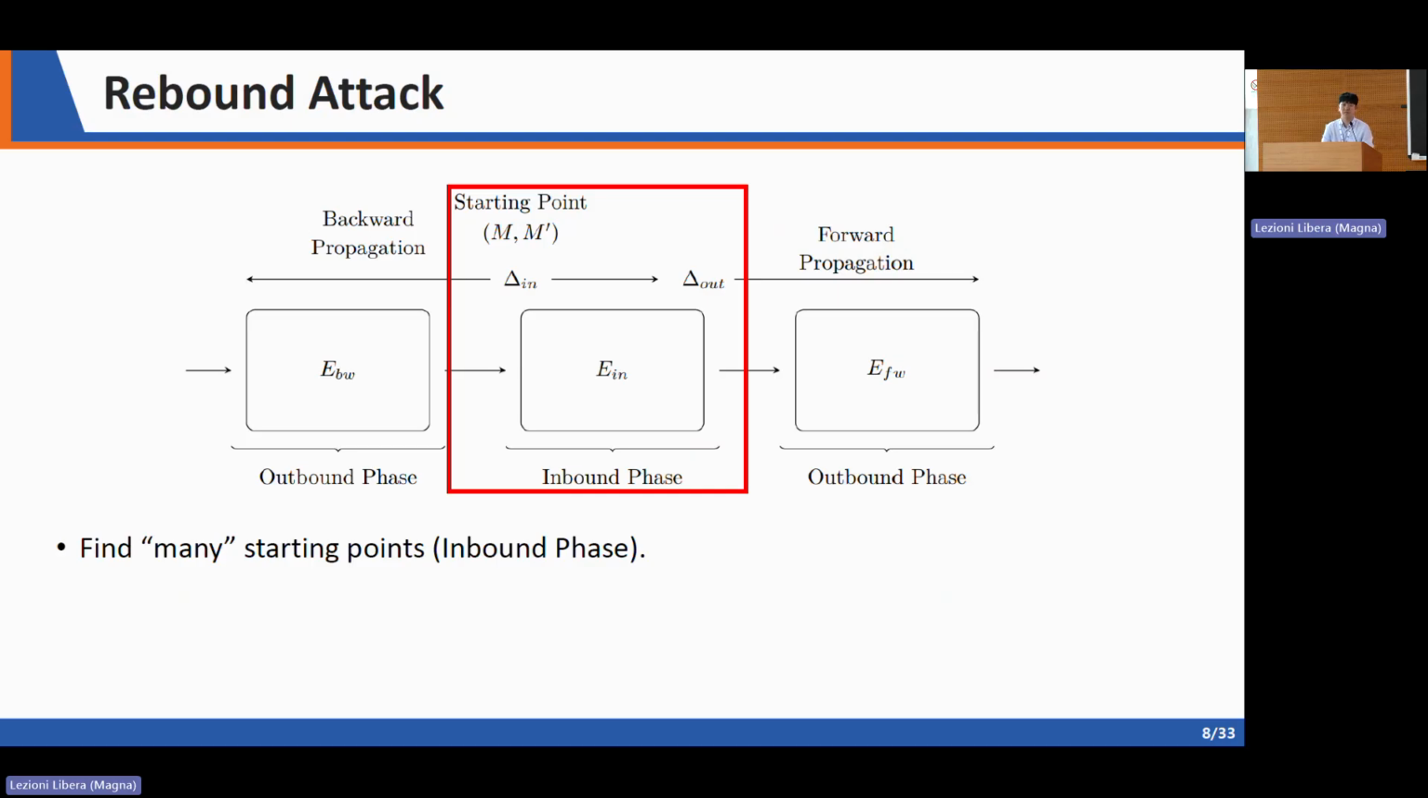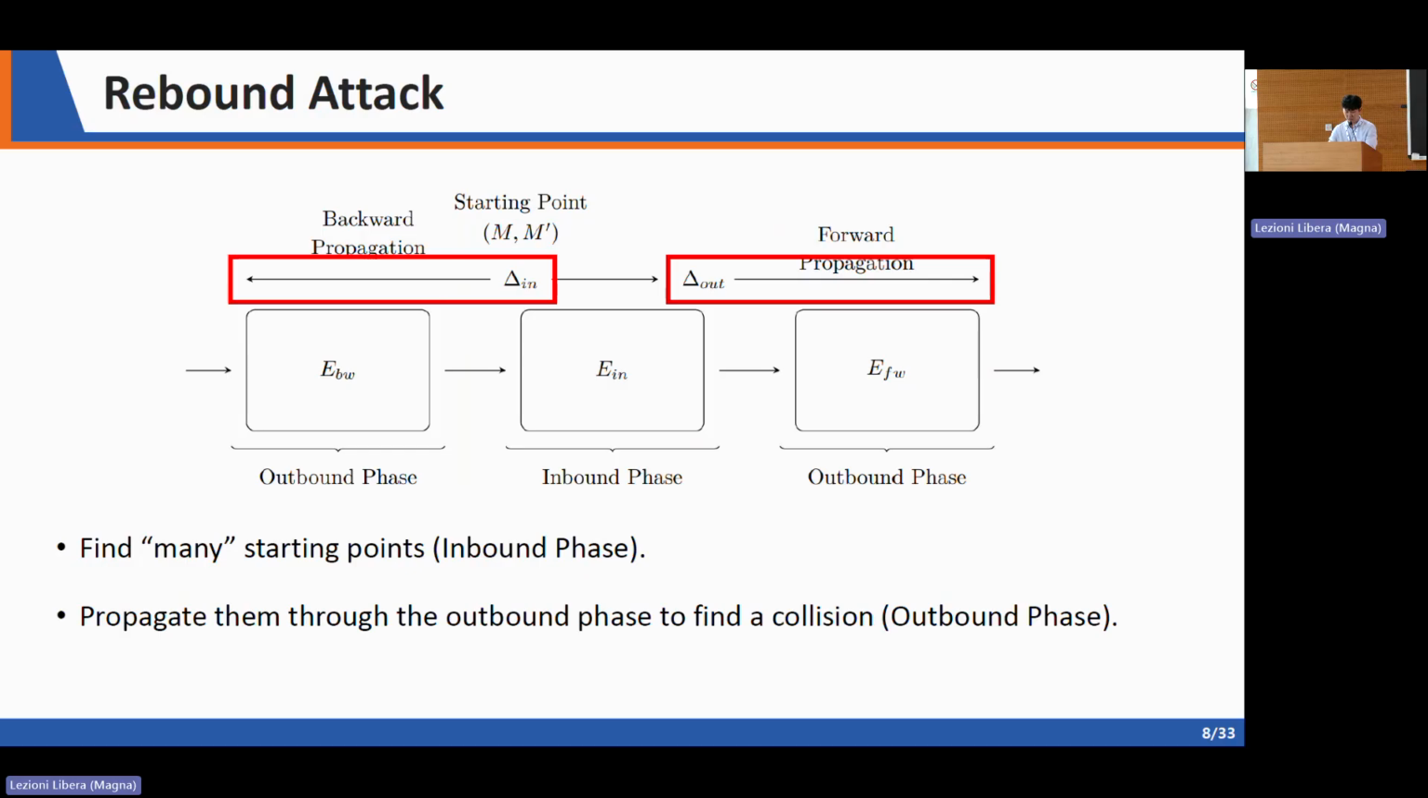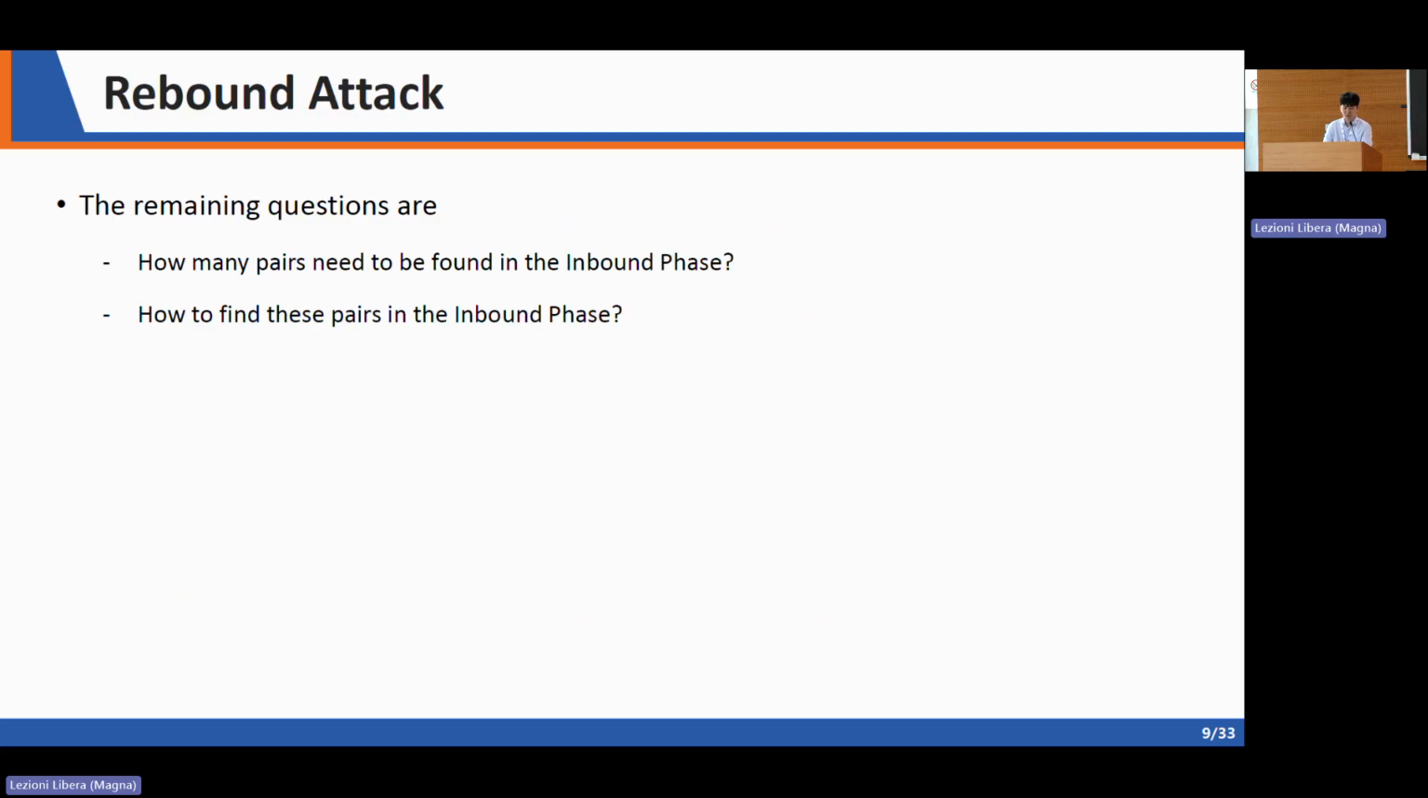The rebound attack finds the pairs that satisfy the entire differential trail as follows. It first finds many pairs that satisfy the inbound phase trail, which we call starting points. Then the starting points are propagated through the outbound phase to find the collision. The remaining questions are how many pairs need to be found in the inbound phase and how to find these pairs in the inbound phase.